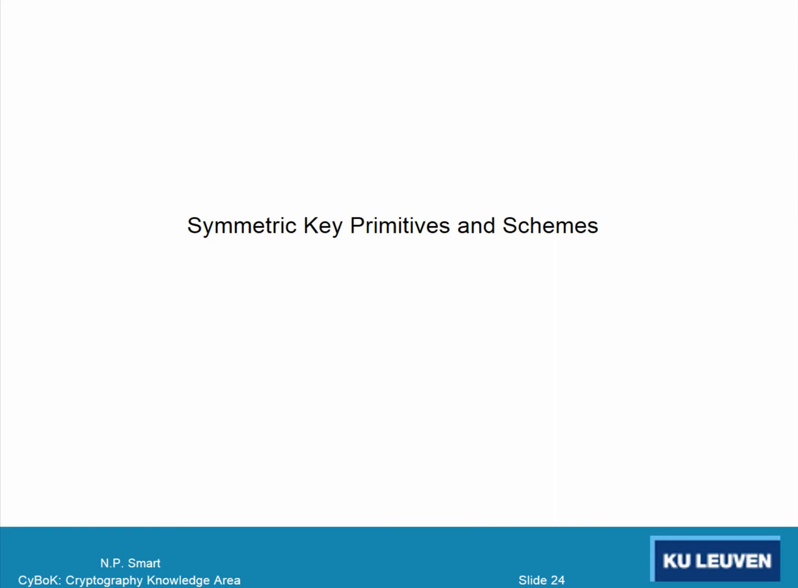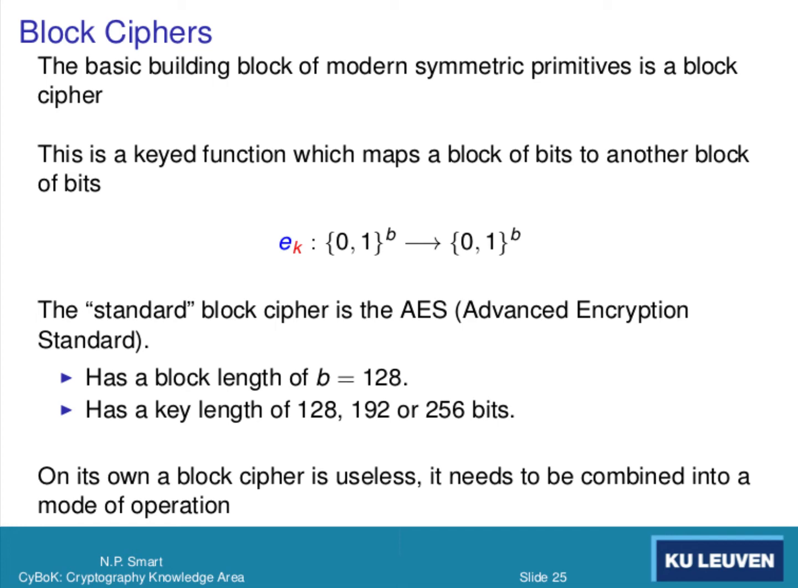Okay, so that's the security definition. So let's see how we construct these things in the real world. The basic building block for a lot of encryption algorithms is what's called a block cipher, which takes an arbitrary block of data, a B-bit string, and maps it to another B-bit string. And this is what's called a block cipher.